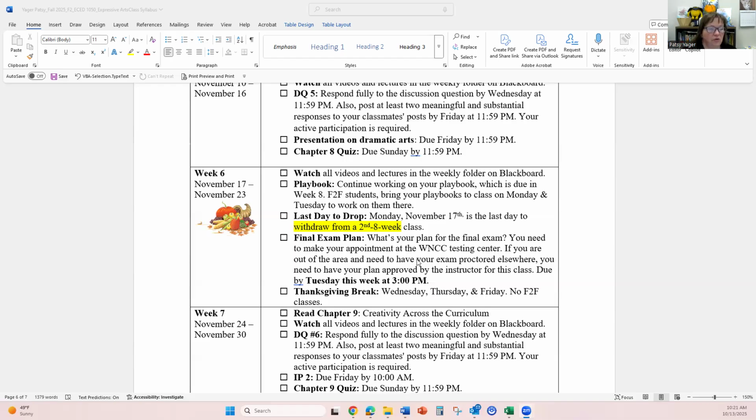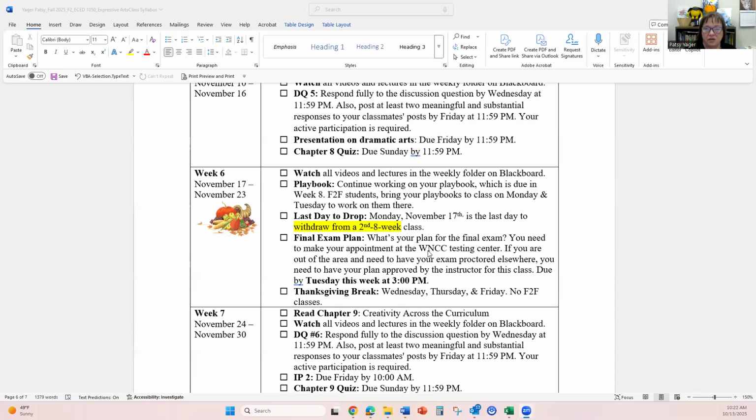If you are someone who needs to have your test proctored elsewhere, because you are out of the area, out of state, or out of the country, you have to find a proctor. It could be your school counselor. It has to be someone who's appropriate and who has a place for you to quietly take your exam. Sometimes a library, like a local library, might do this for you.